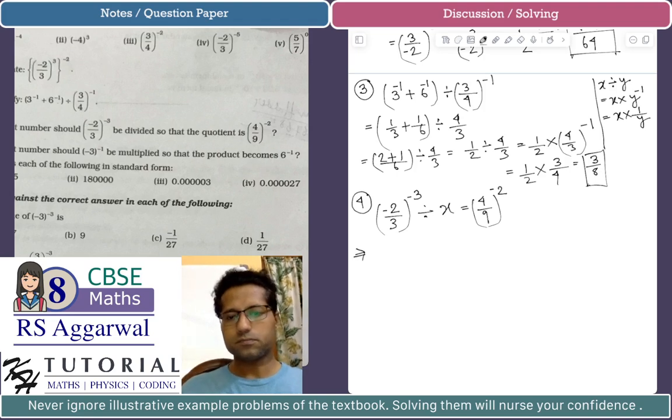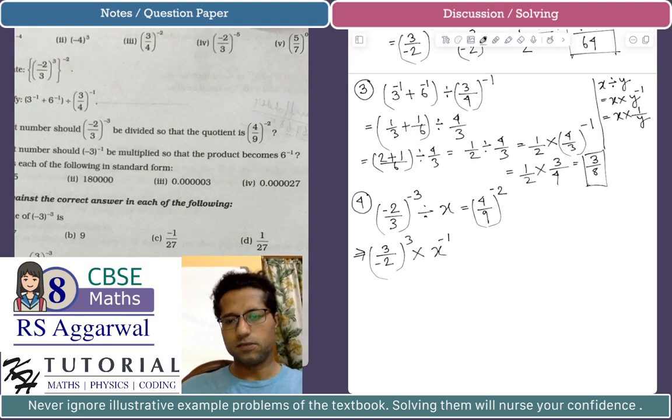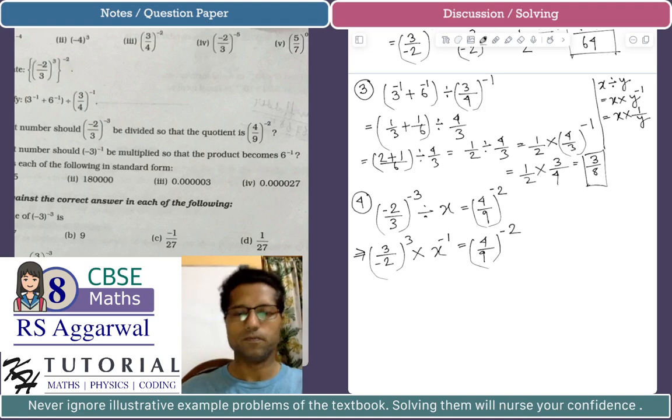So this implies minus 2 by 3 raised to the power minus 3 is 3 by minus 2 raised to the power 3. Now divided by x means multiplied by reciprocal of x, which is equal to 4 by 9 raised to the power minus 2. So this implies that 3 by minus 2 is equal to minus 3 by 2.